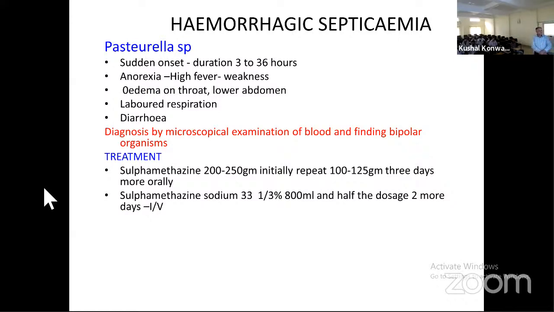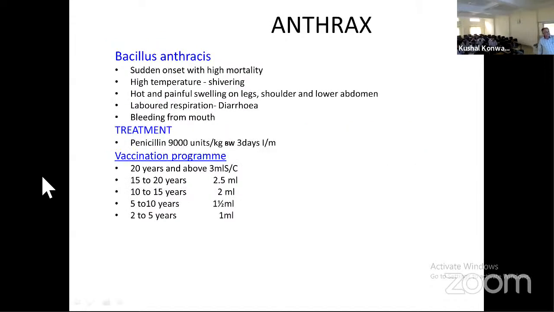So, sudden onset, then anorexia, edema on the throat and lower abdomen, labored respiration. The lung is the primary organ for infection, and diarrhea. Diagnosis is by microscopical examination of blood and finding bipolar organisms. Sulfamethoxazole and oxytetracycline can also be given for treatment. But vaccination, of course. Now I'm showing anthrax.